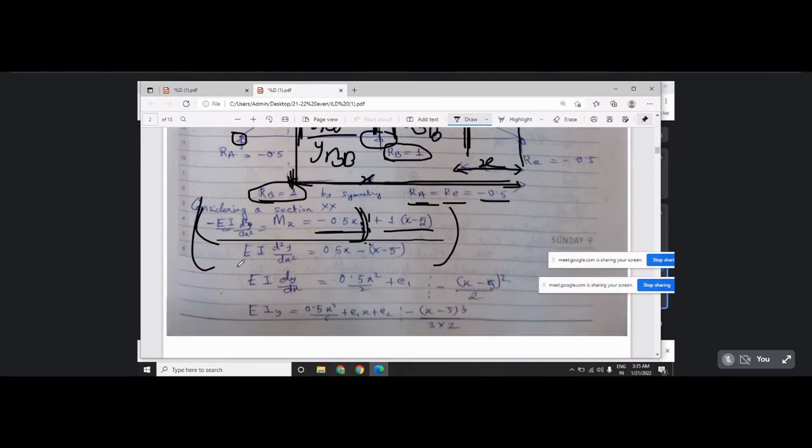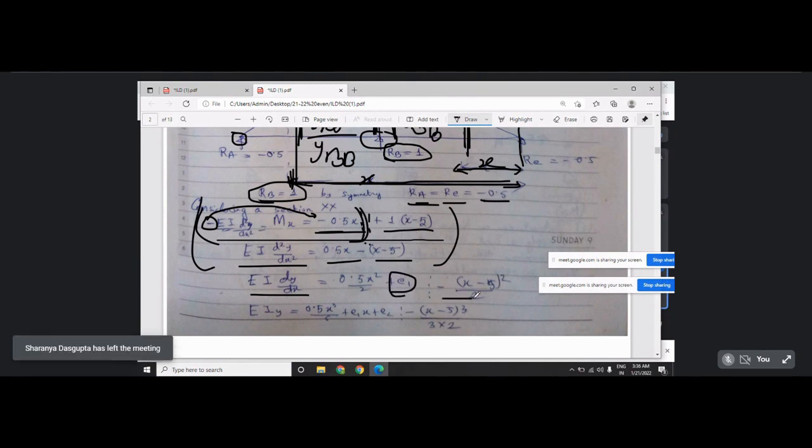So EI d2y/dx2 is equal to minus 0.5x minus x minus 5. Okay, so just bringing this minus to this side. If you put this minus on the right-hand side, this will be 0.5x plus, minus x minus 5. Okay, so if you integrate it, you get EI dy/dx is equal to 0.5x square by 2 plus C1, another constant, minus x minus 5 whole square by 2.